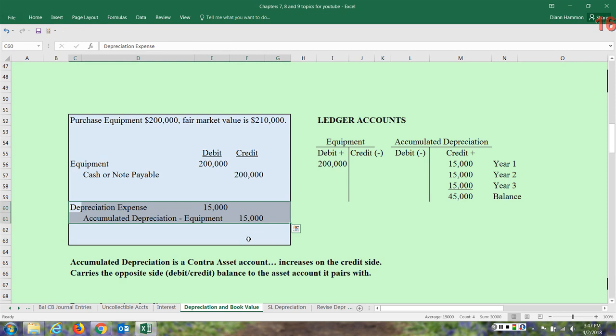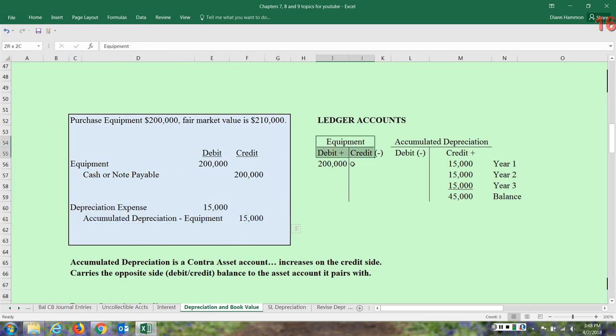So accumulated depreciation is a contra asset account. This means it increases on the credit side. It does pair up with the asset. In this case, there would be one for equipment, there would be one for building, there would be one for vehicles, and it's going to pair up to its capital asset, meaning we're carrying it on the balance sheet and we are depreciating it off. And notice the contra means it's carrying the opposite side balance.